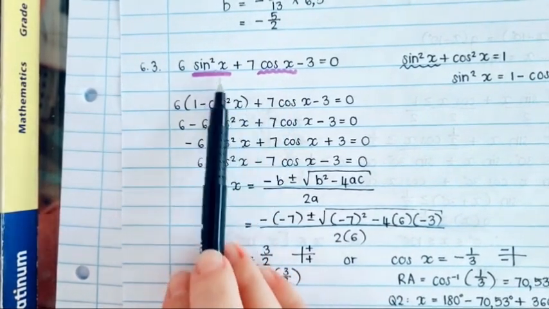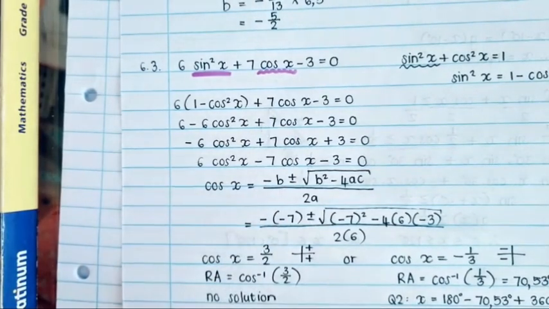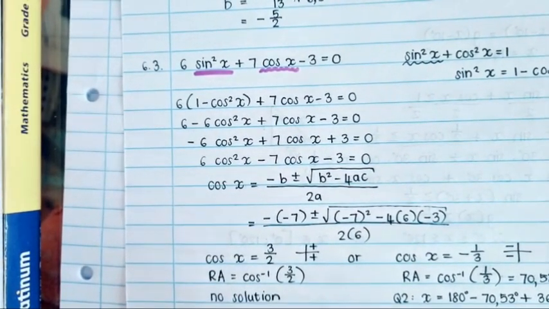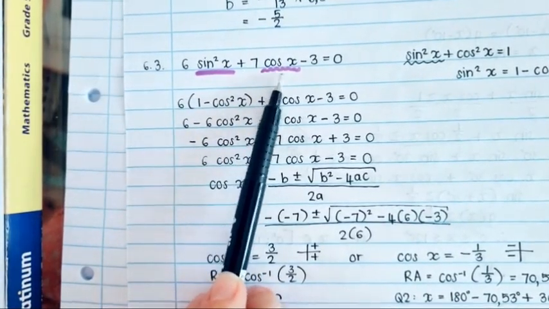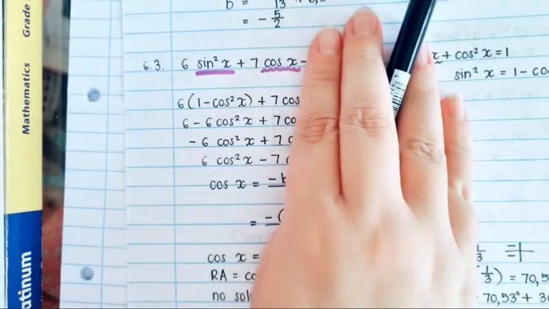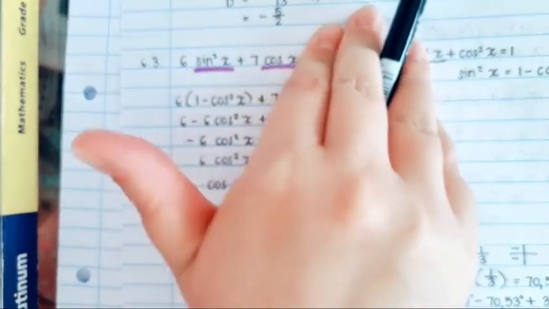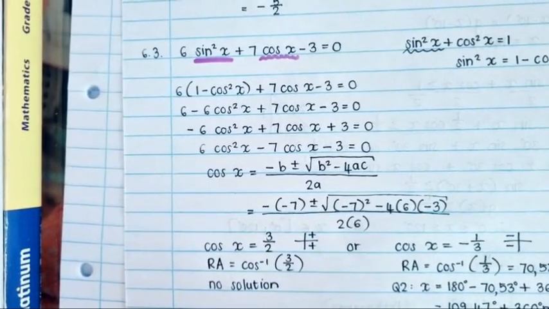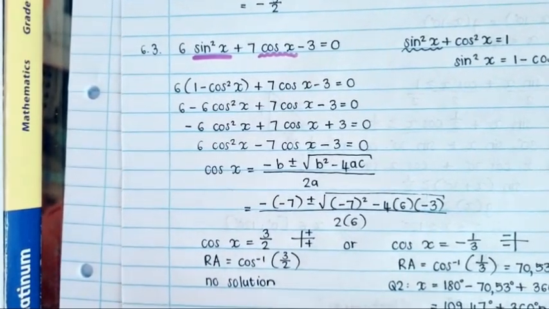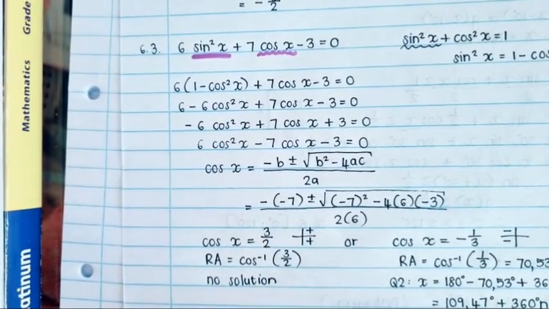Sometimes it's not a trinomial, sometimes you just have to take out a common factor. So if this was like 6 sine x cos x plus 7 cos x, right? If it was just that, and there was a cos x there, then you could take cos x out as a common factor, right? So it won't always be quadratic, but in this case it was.